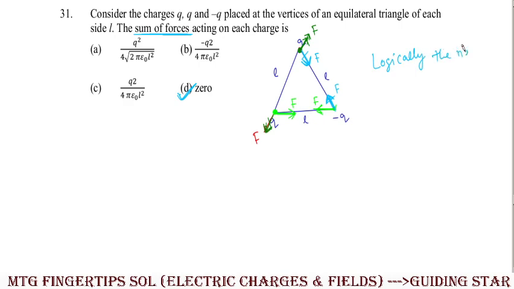The net force will be zero. So here we have not done any calculation.